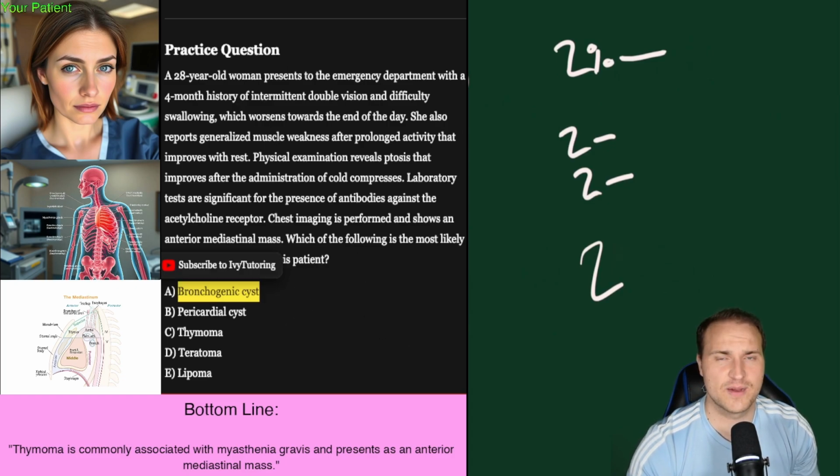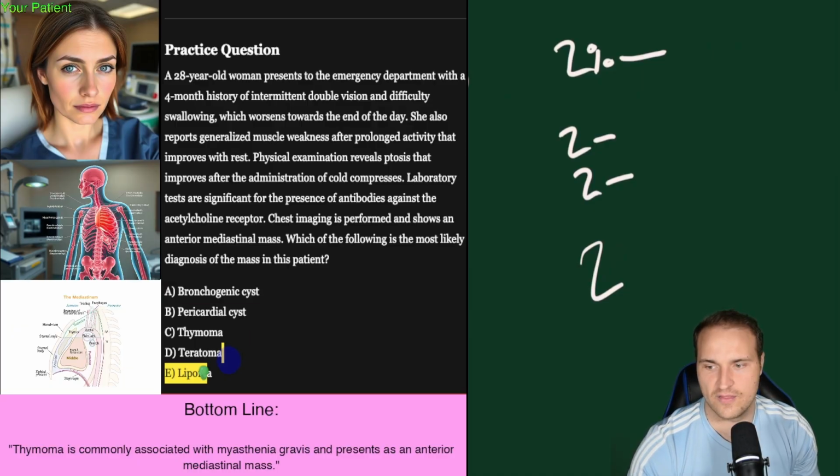Okay, how about a pericardial cyst? Well, that's also the middle mediastinum, and that's benign and non-immune related. How about the teratoma? Well, that can occur in the anterior mediastinum, but usually it's asymptomatic and there's no myasthenia gravis association. And how about the lipoma? That's rare in the mediastinum, usually subcutaneous, and it's not linked to autoimmune disease. And so that is not going to be our answer either.